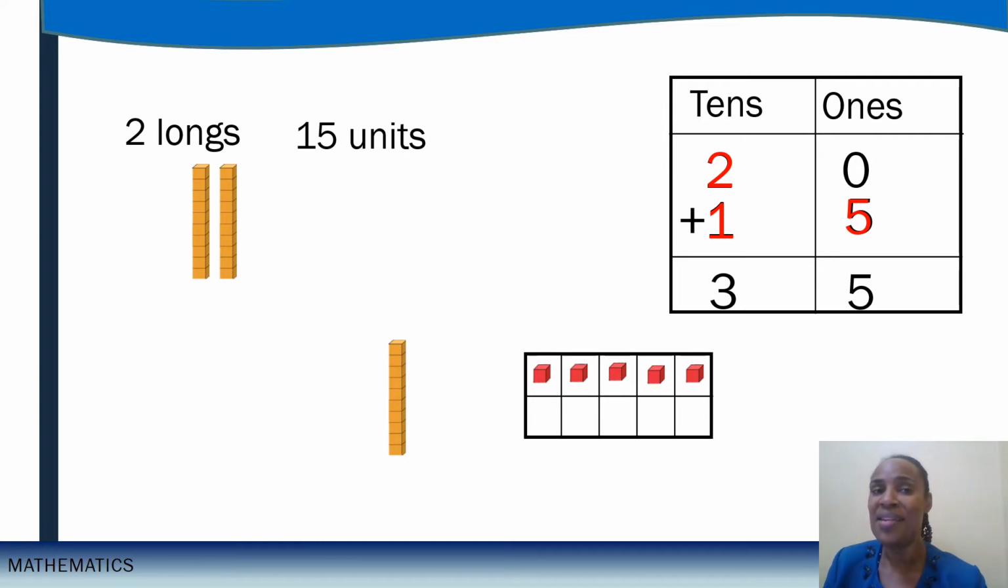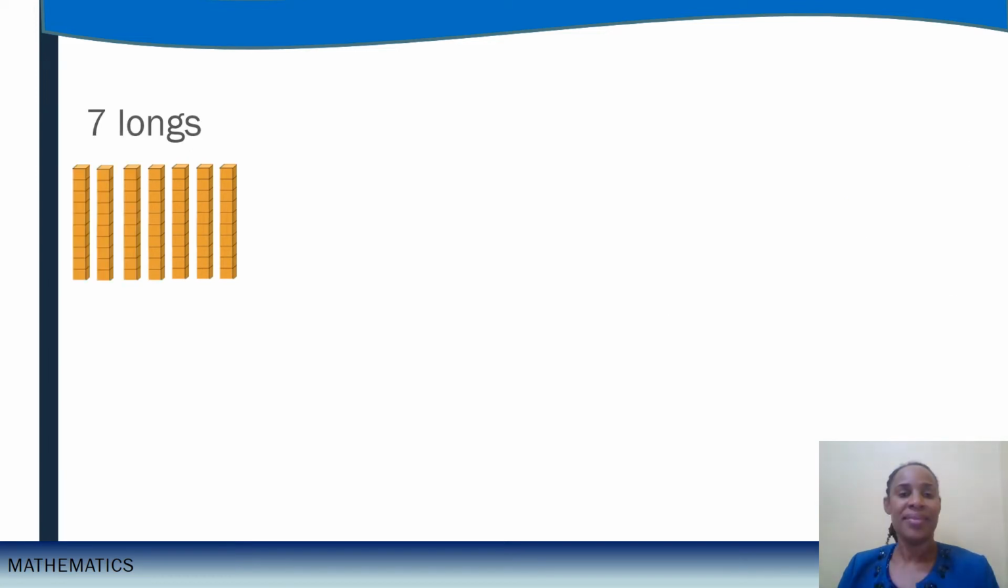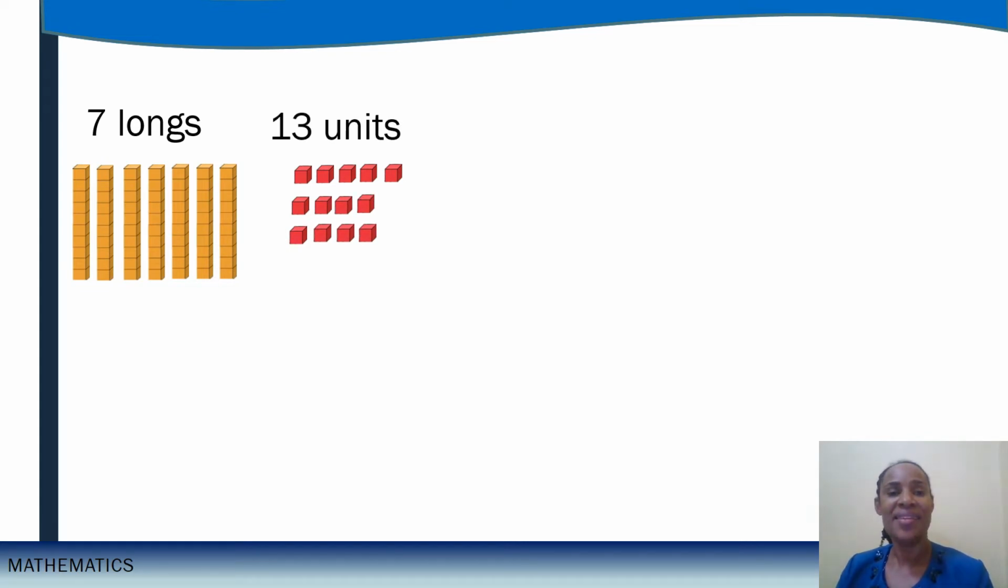You are doing well so far, and I'm sure you are ready for another task. Boys and girls, here is your second task. I want you to look at these base 10 blocks and tell me what number they represent. We have 7 longs and 13 units. Do you know what number 7 longs and 13 units represent? Oh, not so fast, boys and girls. We will use our place value mat to help us identify the number.